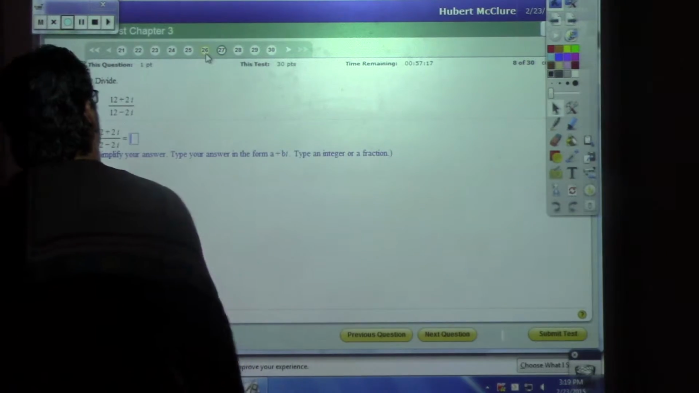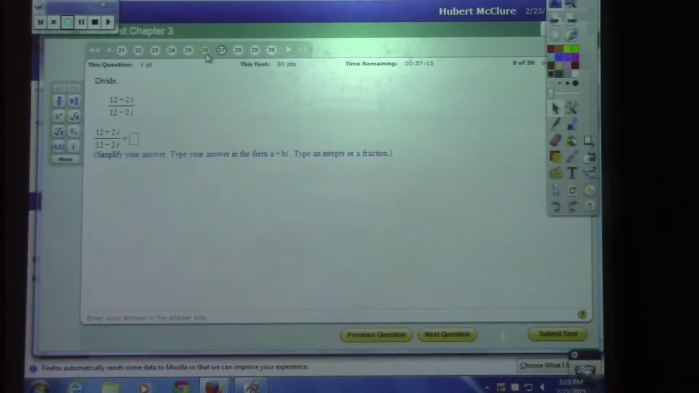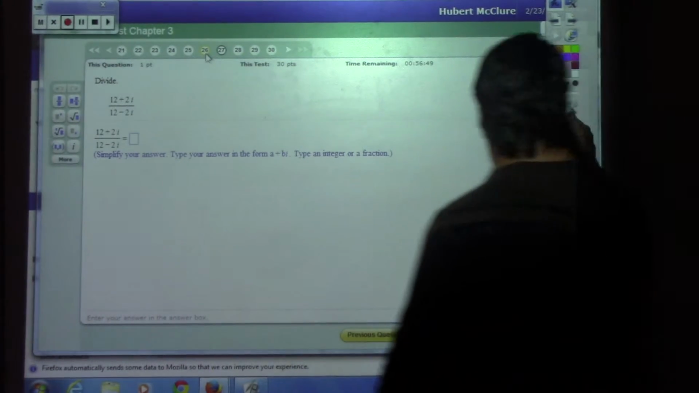There it is. All right, what do we have in the denominator? 12 minus 2i. I know that. But what do we have in the denominator? A negative i, which means that's a negative square root of -1. A radical. Yes. And we don't want a radical in the denominator, so you got to rationalize. So when you're rationalizing using i, you use the conjugate.